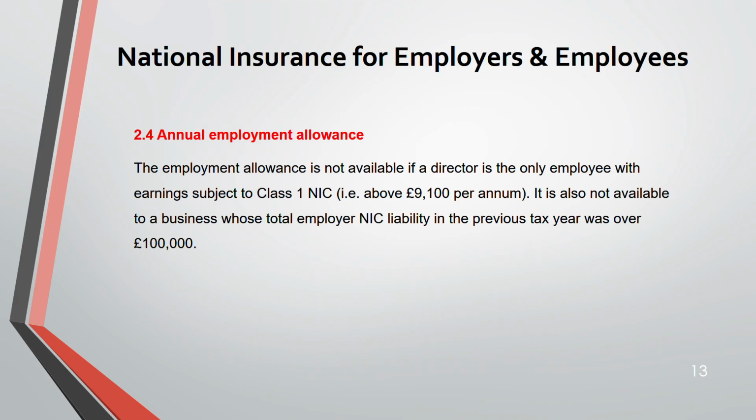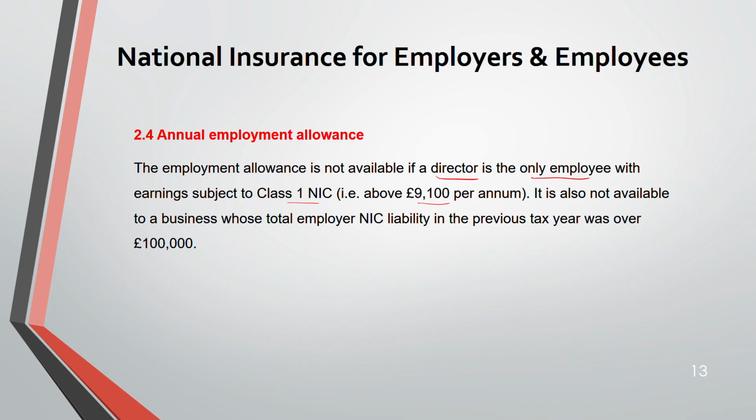Now, one more condition is there for the director. You have to be very careful. If the director is the only employee, in this case there is no employment allowance available. But the director, as the only employee, should be subject to class 1 NIC, only then. If they are not subject to class 1 NIC, what would you do with the allowance? That means they must be earning above 9,100.